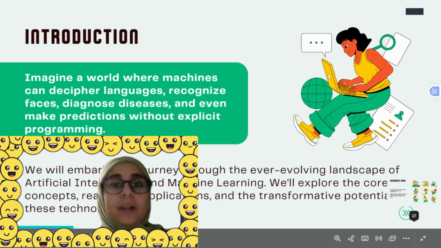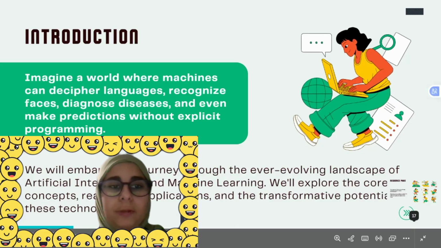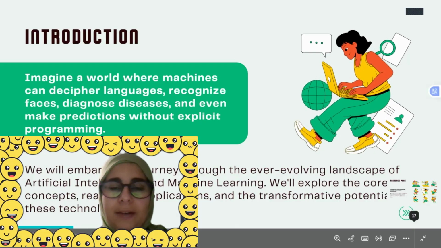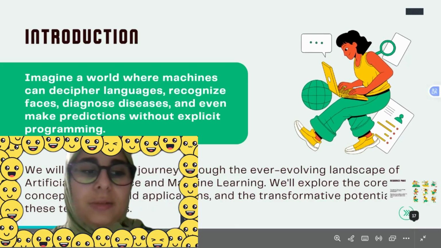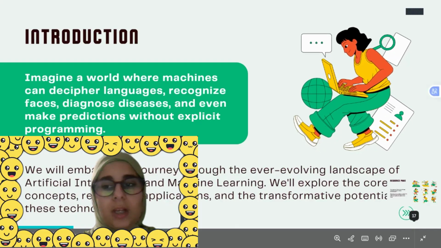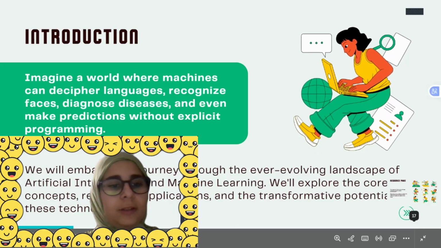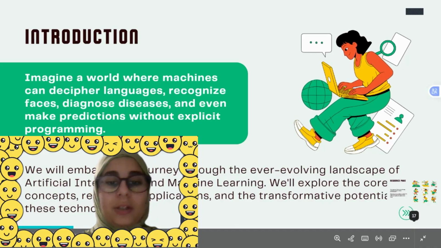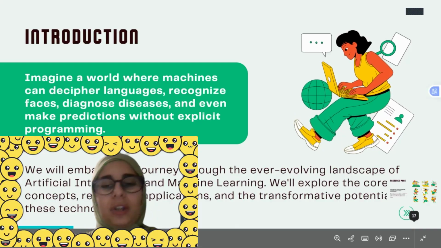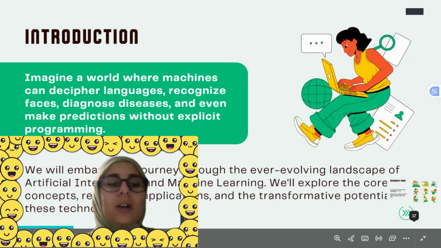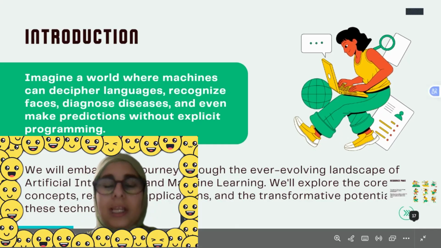Imagine, for example, a world where machines can decipher language, recognize faces, diagnose diseases, and even make predictions without explicit programming. That's a great thing, right? That's something very good to imagine. So we will embark on a journey through the ever-evolving landscape of artificial intelligence and machine learning. We'll explore the core concepts and the transformative potential of these technologies.